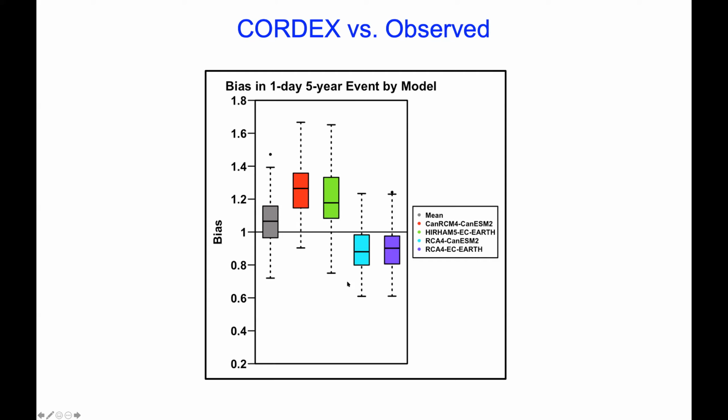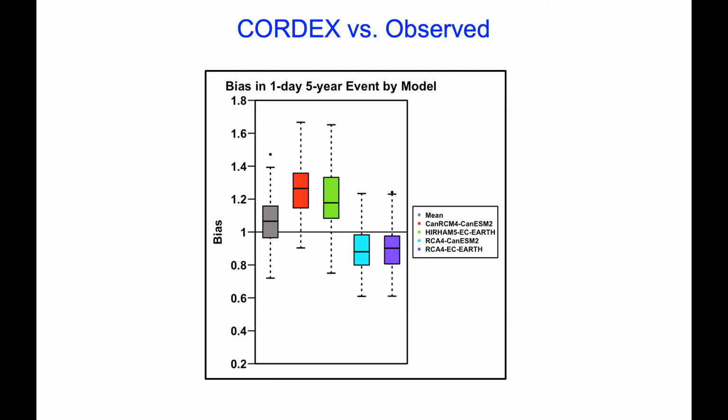And here the bias has a very different pattern, where we have one group of models, shown by the red and the green, that are overestimating these rainfall events at the stations in New York by about 1.3. And the other set of models, basically run by the RCA4 regional model, that's the commonality between the blue and the purple, are underestimating by about 10%. So again, we're getting much closer to reality by downscaling with these regional models than we did at the original global model scale.